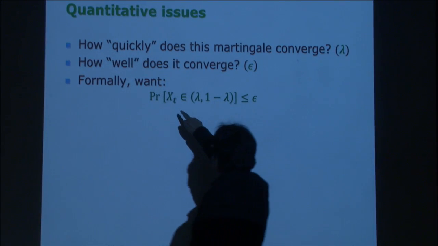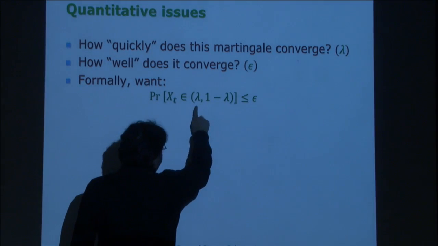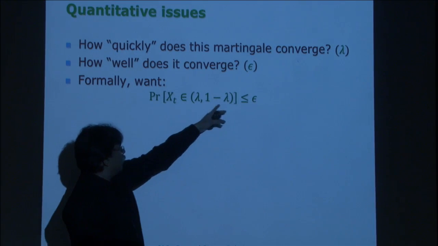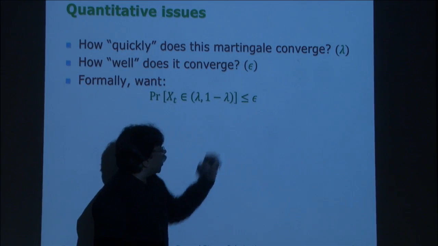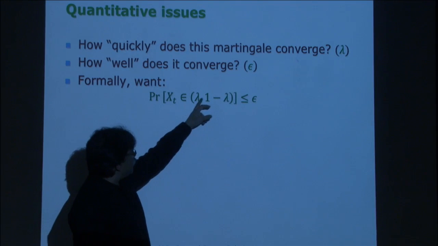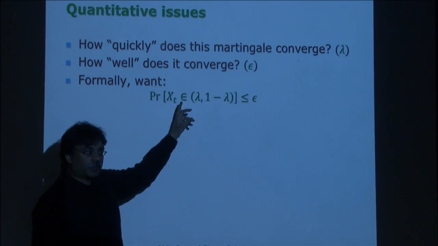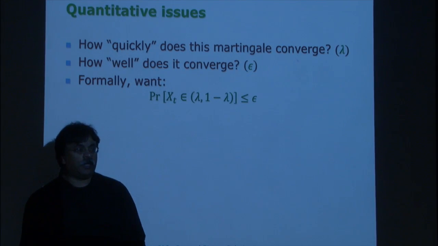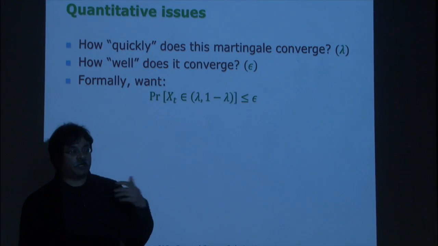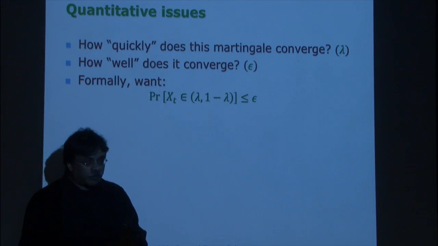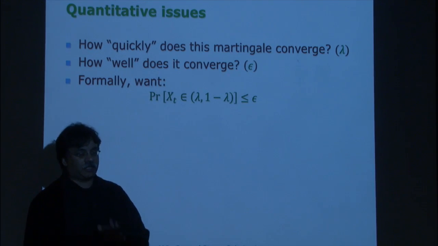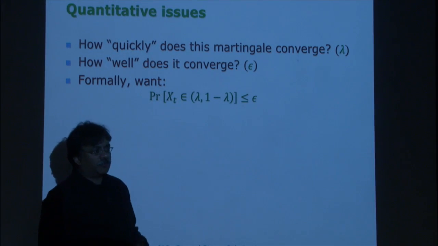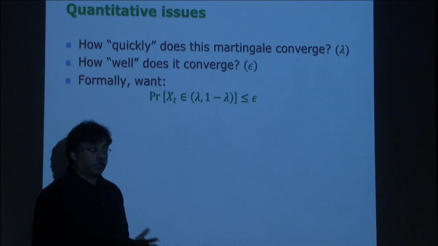What I really want to say is that at the end, XT is very close to 0 or 1. The probability that it's not, that it's in the interval between lambda and 1 minus lambda, is very small. But these two parameters actually behave differently for us. Lambda is something we would really like to be very, very small. It drives the probability of decoding error. If it was greater than 1 over n, naive algorithms would even break and you would have to do something more sophisticated. So really, we want lambda to be like, think of it as 1 over n to the 10.